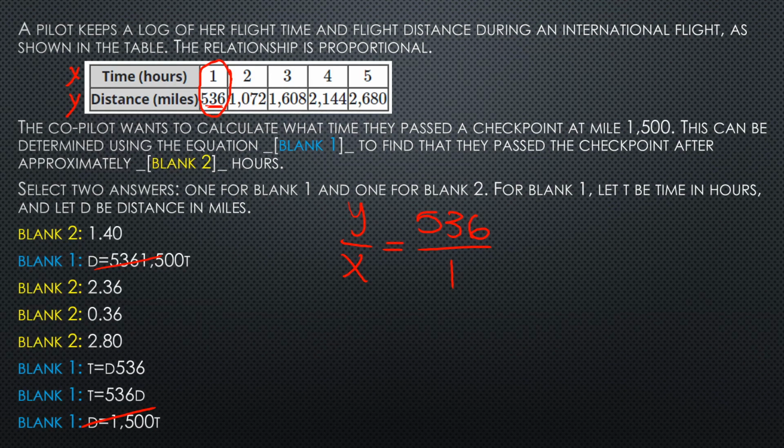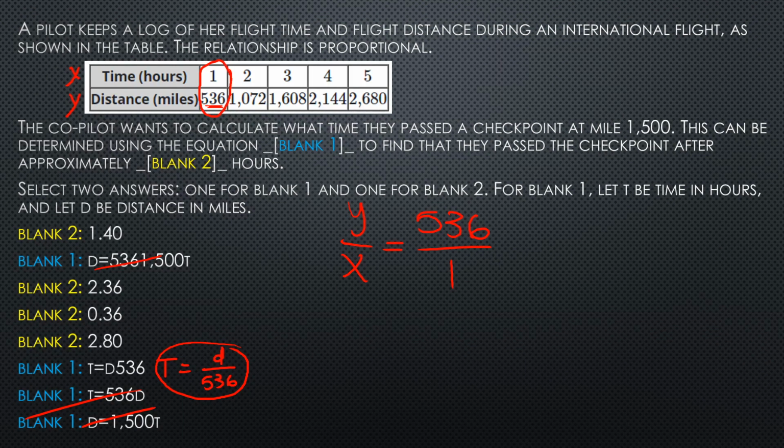You know what? I see what I did here. I made a slight oopsie. This equation here is actually supposed to be t equals d over 536. I apologize, that is my mistake. I forgot to change this into a fraction. This is actually the correct equation here. So that is the equation you want to choose.